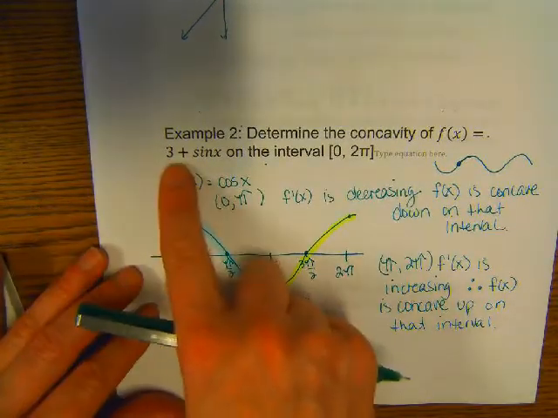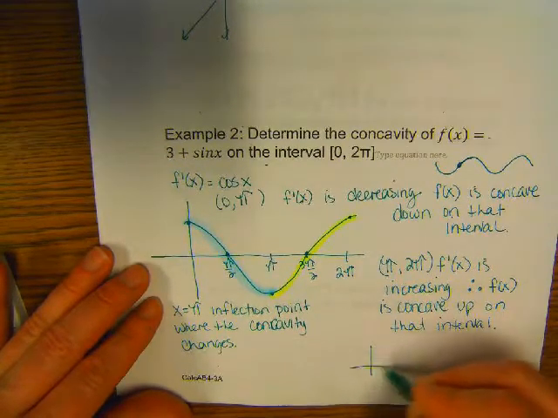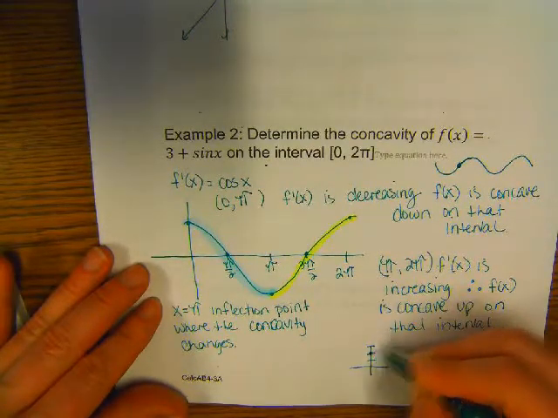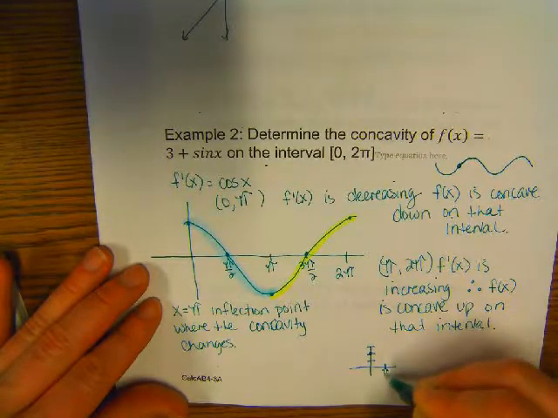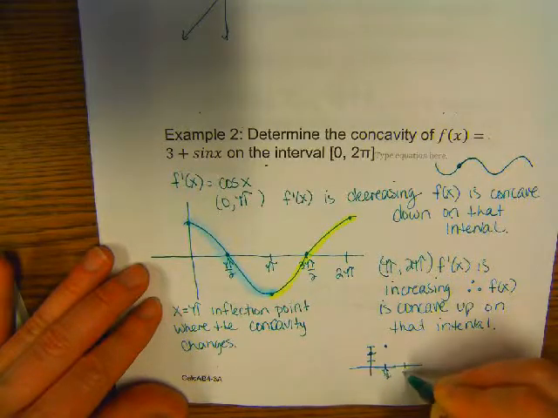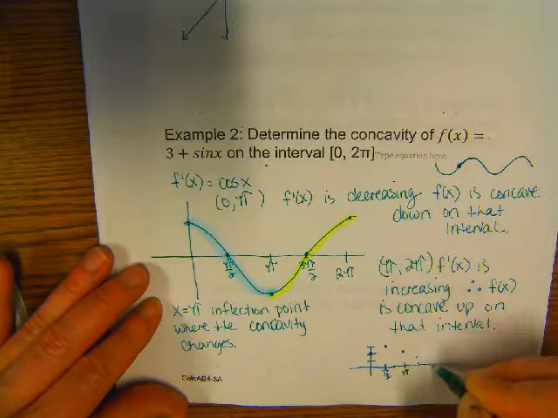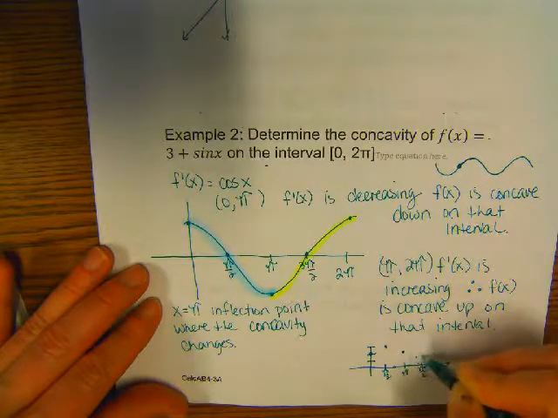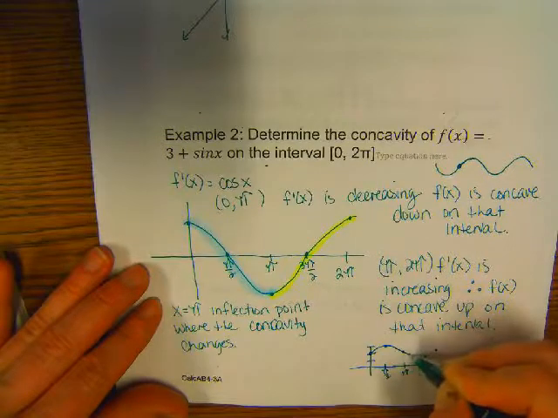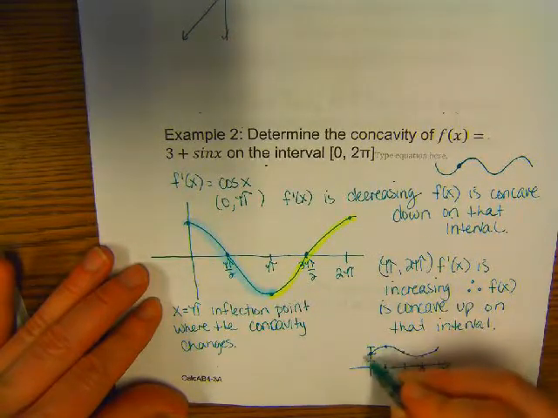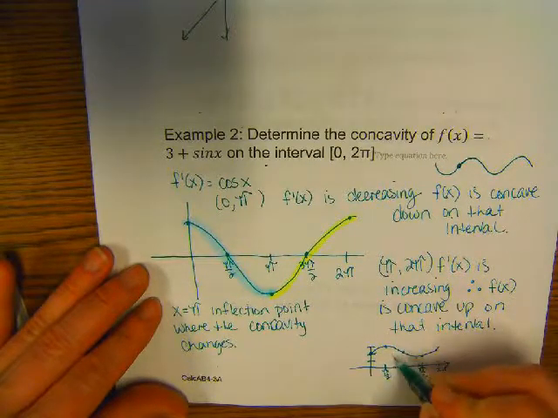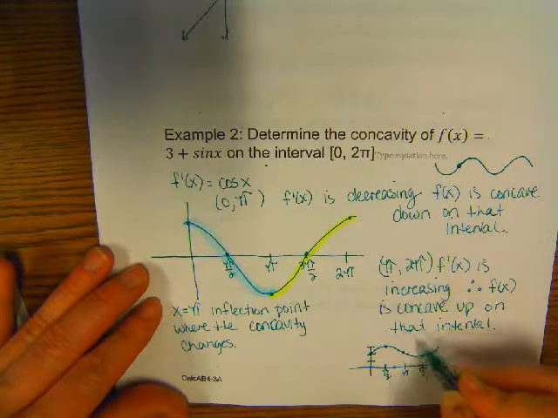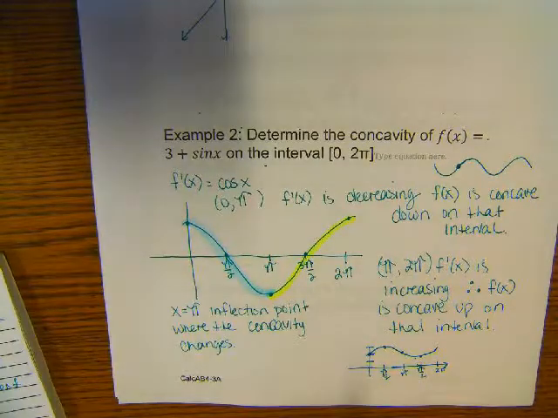If you were to look at the graph then of 3 plus sine x, here I'll pull it up for you. 3 plus sine, 1, 2, 3. So it oscillates between 1 and 3. Hopefully you can see that. Concave down from 0 to pi, switches to concave up. But I got that all from the first derivative.